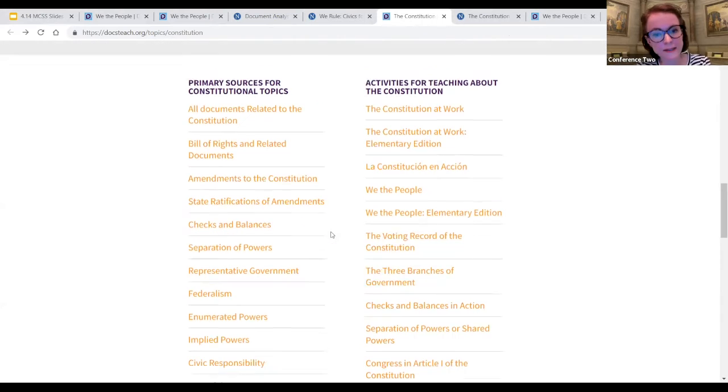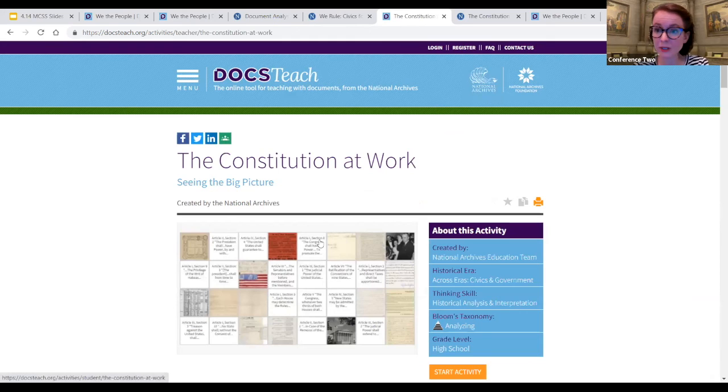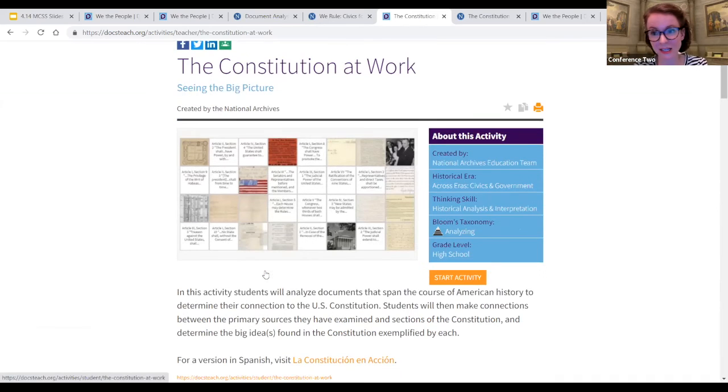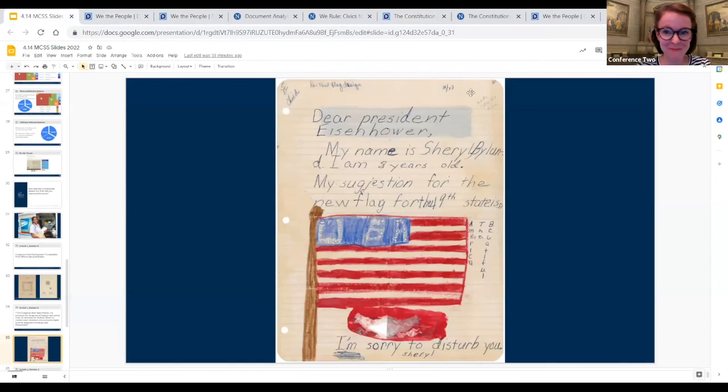And then on the right side, we have activities for teaching about the Constitution. And the Constitution at Work really takes what we just saw, matching primary source documents to different articles and sections of the Constitution, and creates a matching activity that students can use to make these connections. So I encourage you to check out these sources. We've got activities for elementary school, middle school, high school. It can be a great place to find some new resources for teaching the Constitution.